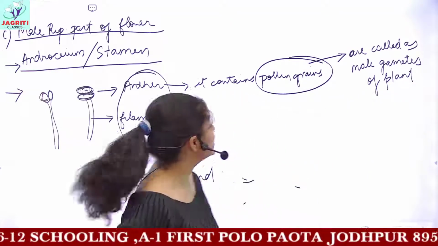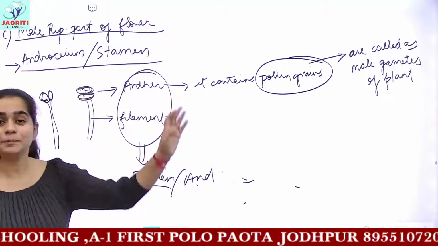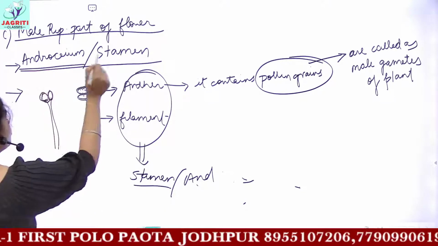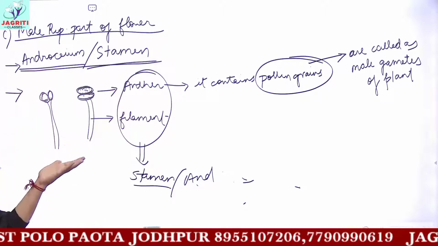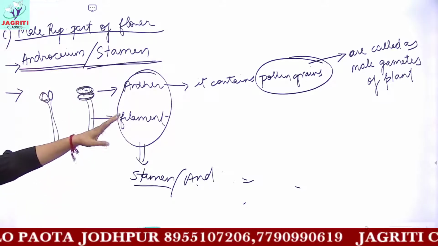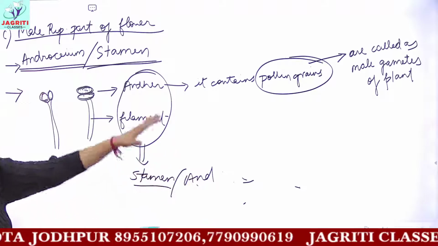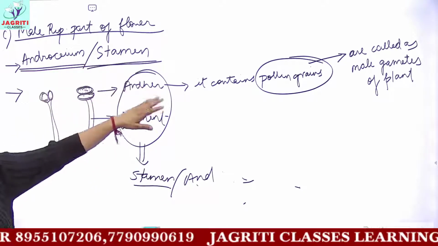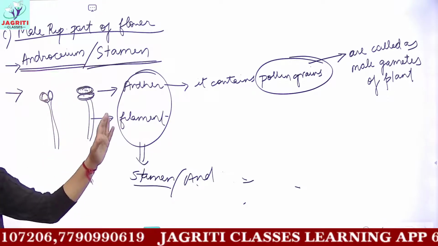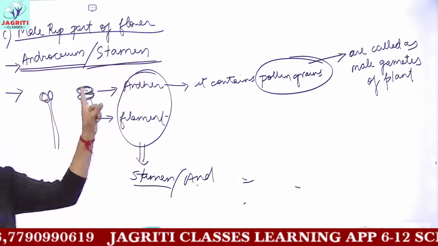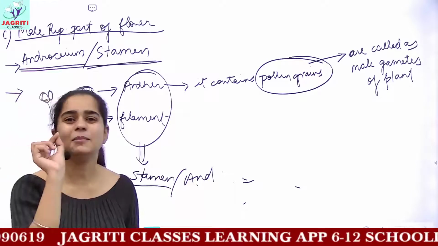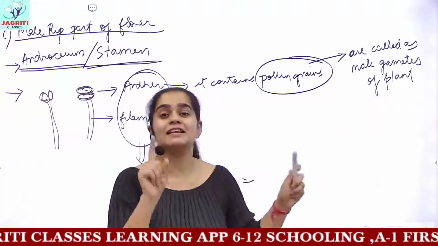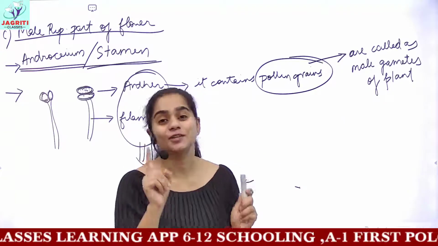So this was an account of the male reproductive part of the flower. The male reproductive part of the flower is referred to as androecium or stamen. Now the structure of stamen, I have drawn it. This stamen or androecium contains two parts. One is the bilobed part, anther, and then you have a stalk-like part called filament. Inside these anthers, it contains numerous tiny microscopic pollen grains, and these pollen grains are called the male gametes of the flower or the male gametes of the plant.